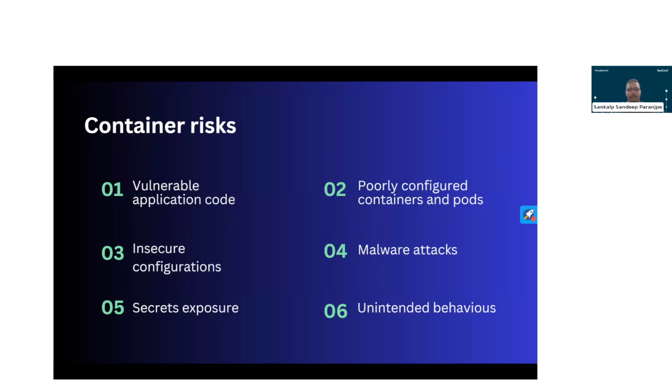Third, insecure configurations. Extending the second point itself, insecure configurations might lead to some security vulnerabilities in pods and Kubernetes, etc. Then malware attacks. As we all are aware, any type of attack, such as malware via worms or anything, may attack your containers. Then secrets exposure. This is a very important thing because managing secrets is very crucial in the environment. Then unintended behavior, such as anonymous access granted or anything that is a high risk to your environment.